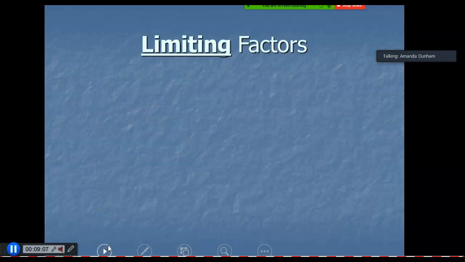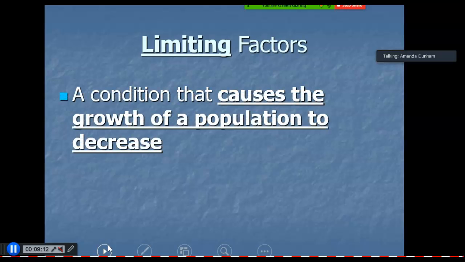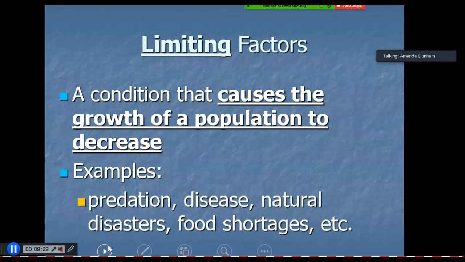Okay, moving on. Limiting factors. This is a condition that causes the growth of a population to decrease, okay? So population decreases when it encounters a limiting factor. Examples of these are predation, disease, natural disasters, food shortages, things like that. Those are limiting factors. And we'll talk about these limiting factors here in just a minute.